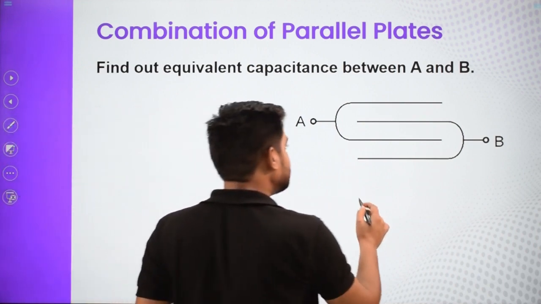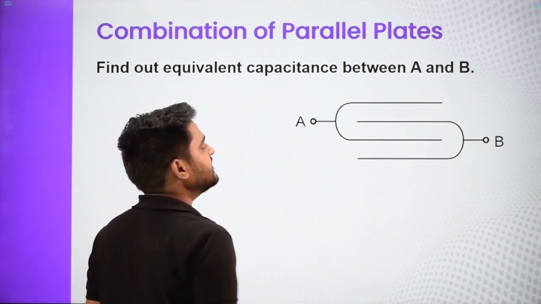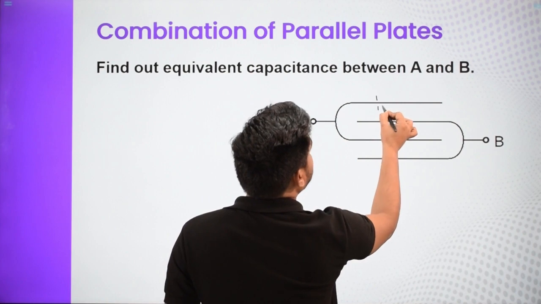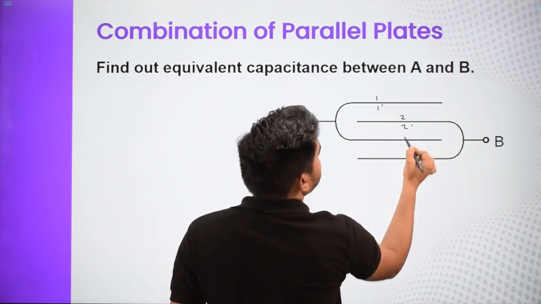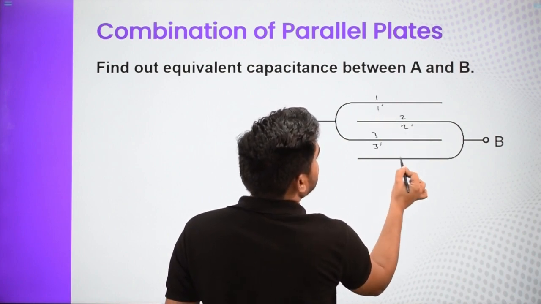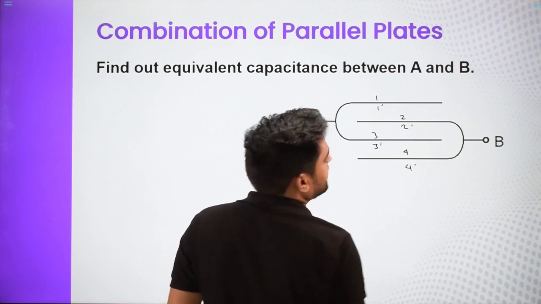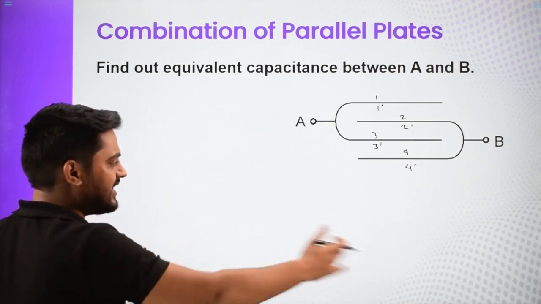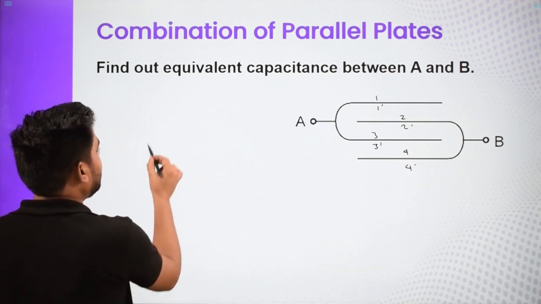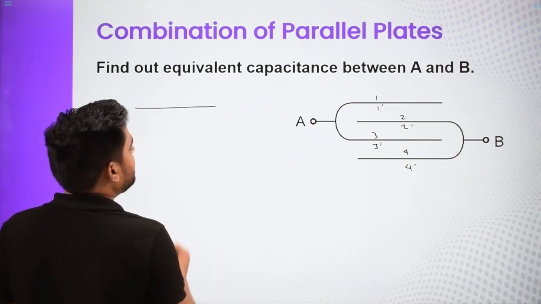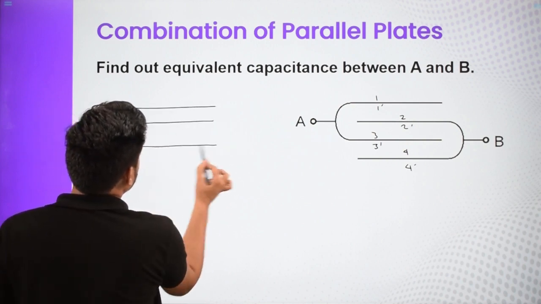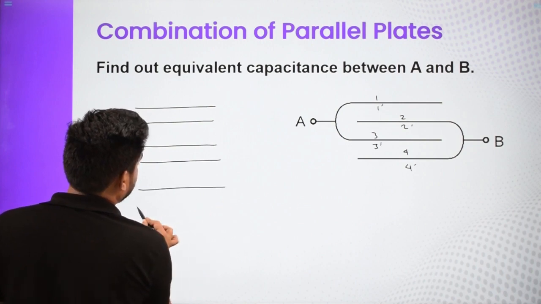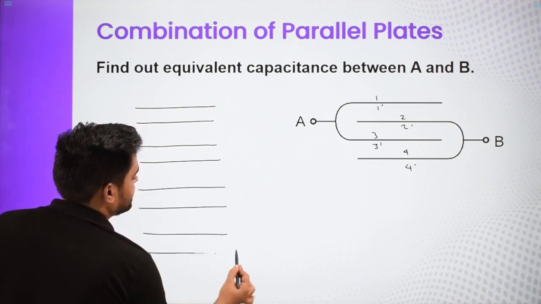So here I'm just renaming it. This is 1 and 1 dash. This is 2 and 2 dash. This is 3 and this is 3 dash. This is 4 and this is 4 dash. And now just write them all like this: 1, 1 dash, 2, 2 dash, 3, 3 dash, 4, 4 dash.